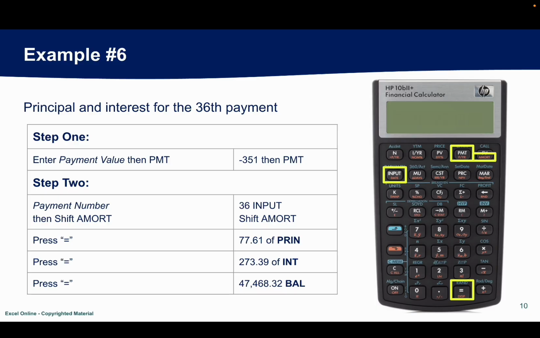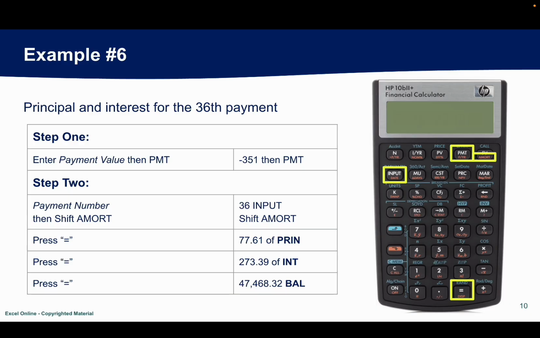Now, building on these steps, sometimes you will be asked to find how much of the 36th payment went to the principal and how much went towards interest. If this is the same question, we don't have to solve the 6 functions all over again. And all the values are saved in the calculator. But again, if it is a brand new question, we have to solve the 6 functions.